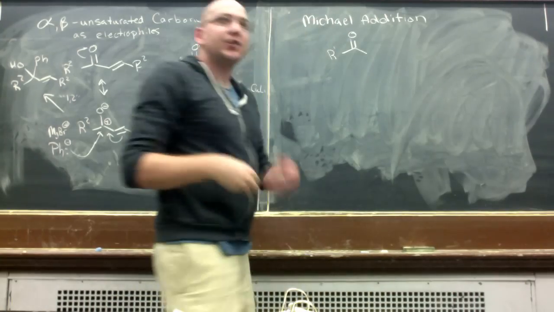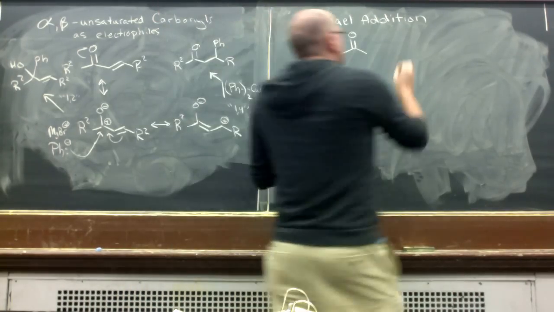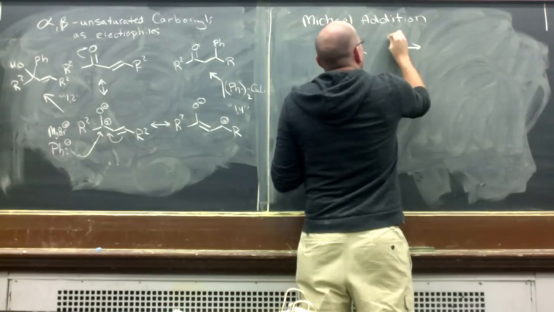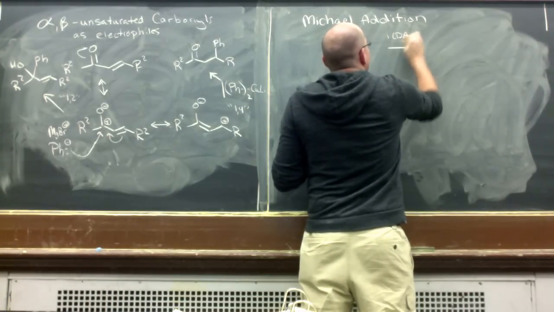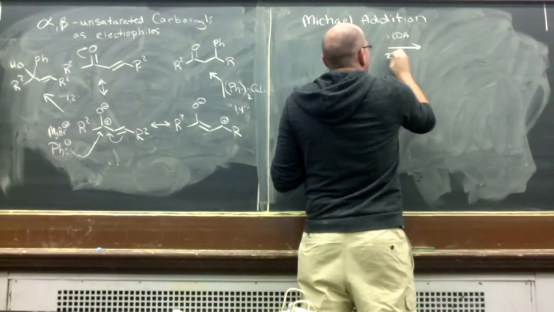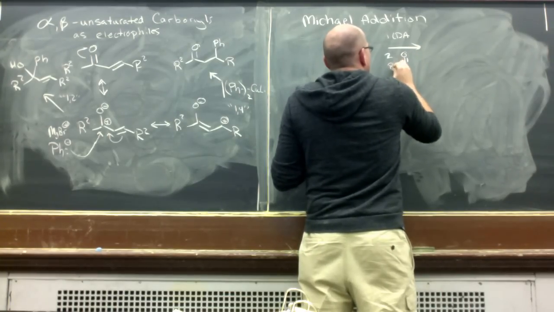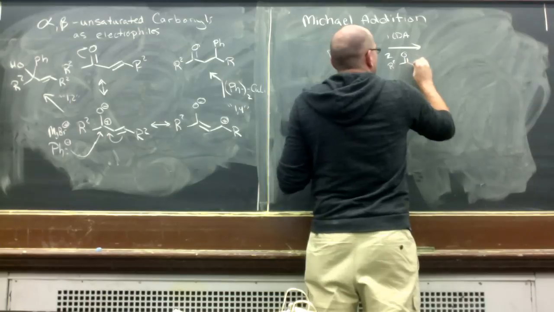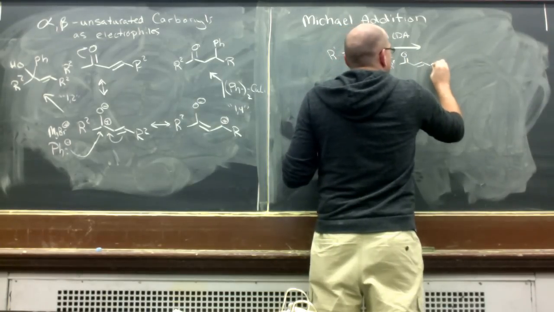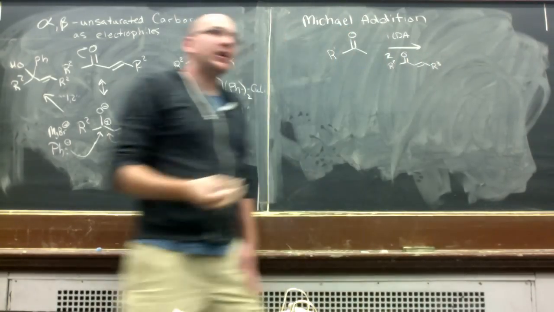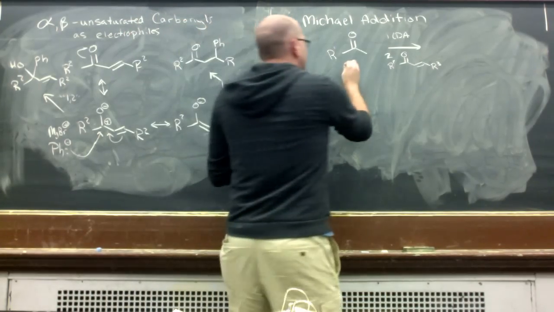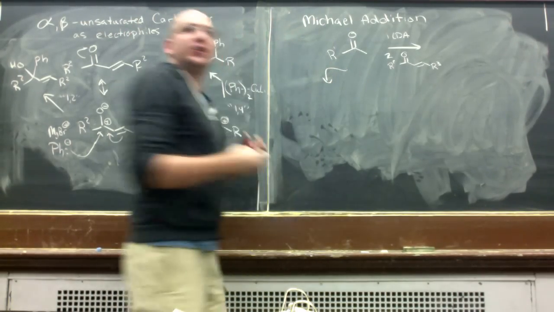Okay, so if you take your standard ketone and you treat it with LDA, and then you subsequently treat that with an alpha-beta unsaturated carbonyl, we can go through the mechanism of this. What's going to happen is, first and foremost, we're going to generate the enolate.